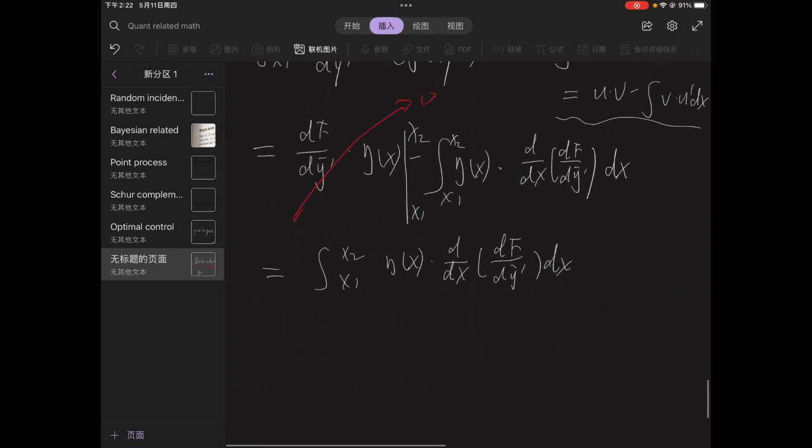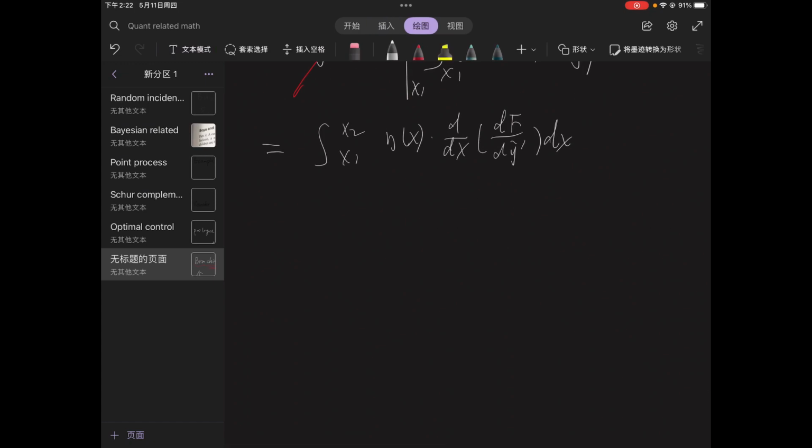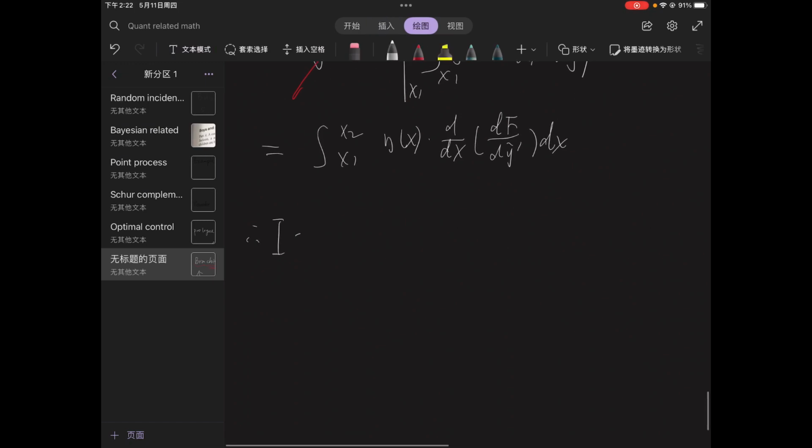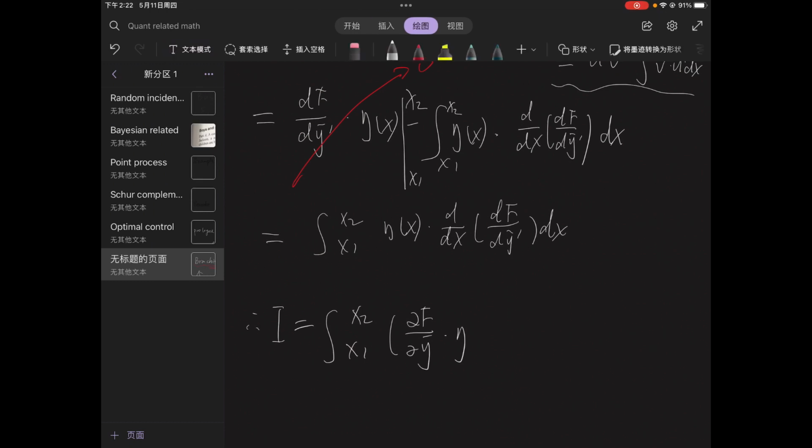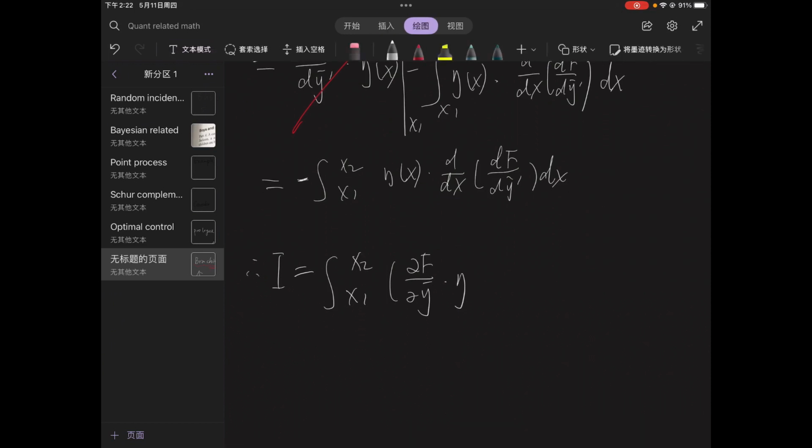And we'll put this thing back into our original I. So I is equal to the integral from x1 to x2. The first term is ∂f/∂y times eta. Here's a minus sign, don't forget. Here's a minus sign. So minus eta times d/dx.